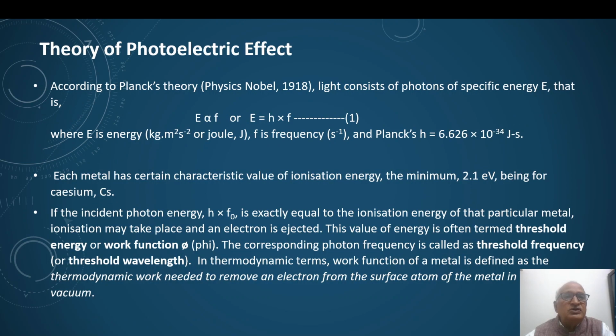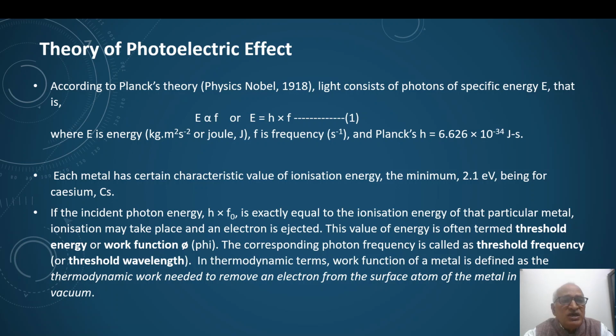Theory of photoelectric effect. The following points will clarify it. According to Planck's theory, Physics Nobel laureate 1918, light consists of photons of specific energy E, that is E proportional to frequency f, or E equal to h times f, where E is energy in joule, f is frequency in per second, h is Planck constant having a numerical value of 6.625 into 10 to the power minus 34 joule second.